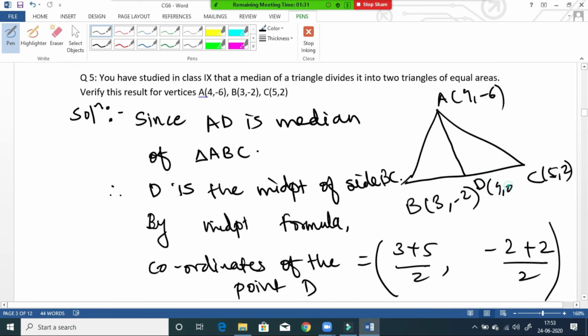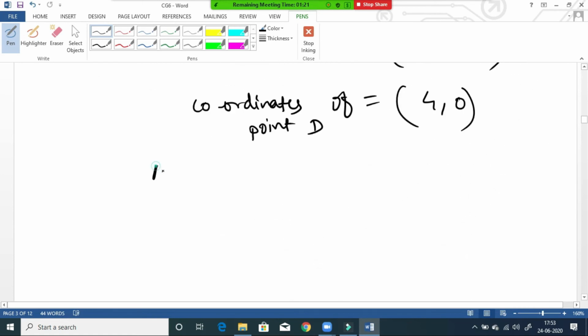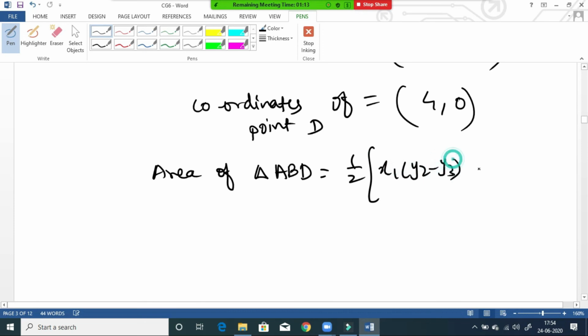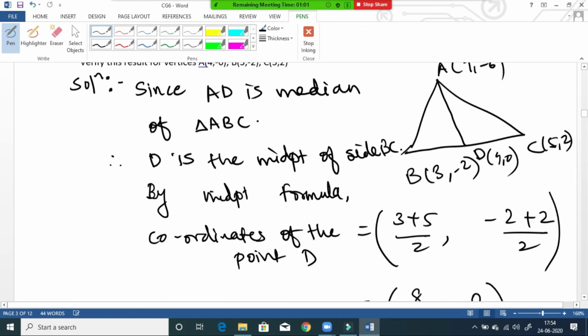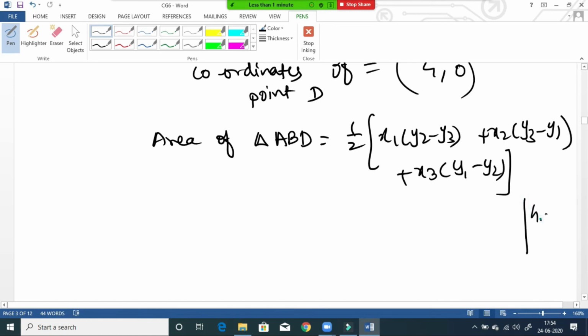So observe the triangle ABC. Now we have all the three vertices having coordinates. So we first find out the area of triangle ABD by the formula of half into x1 into y2 minus y3 plus x2 into y3 minus y1 plus x3 into y1 minus y2. So this is the formula, we already know about it. Now A has coordinates 4 comma 6, 4 comma minus 6, B is 3 comma minus 2, and D is 4 comma 0. Not C, it is D.